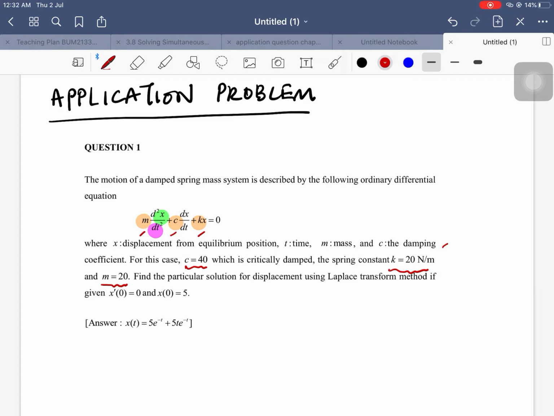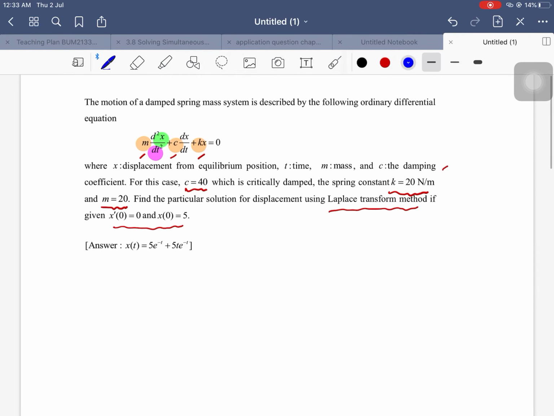It says to find the particular solution for displacement using Laplace transform, which has been specified over here. The initial conditions are x of 0 equals 0 and x prime of 0 equals 5. The first thing that you should do when you come across this equation is start by substituting the constants.